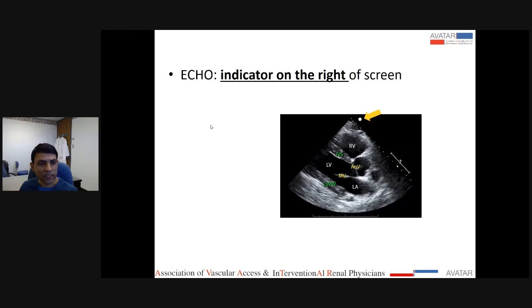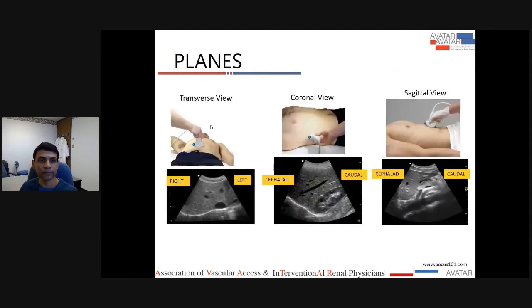Now, while the ultrasound machines typically have the indicators on the left, the echocardiogram machine tends to have the indicator on the right of the screen. So be aware of this.